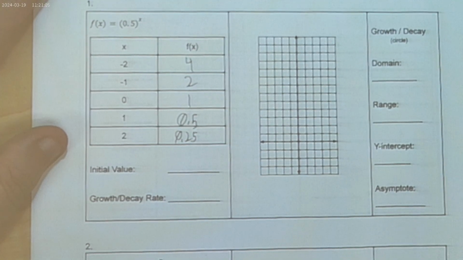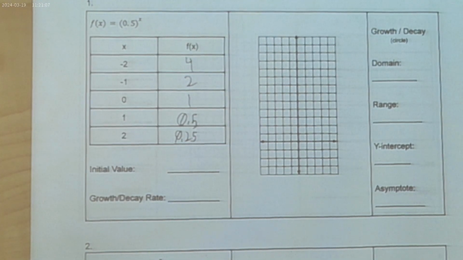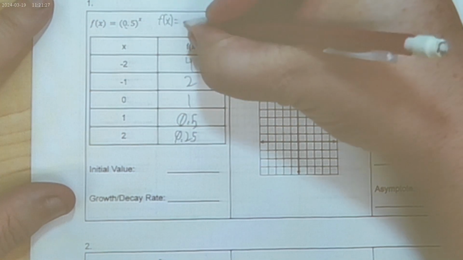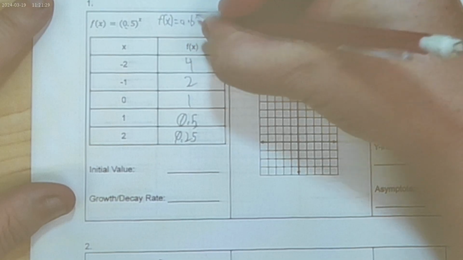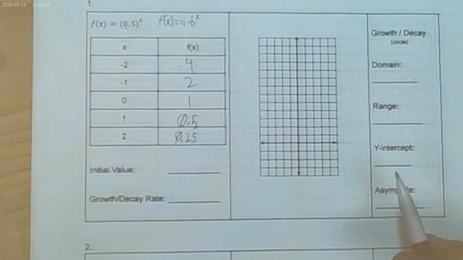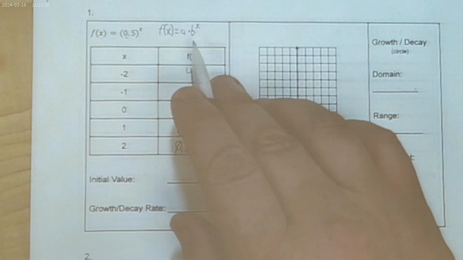Now we've got to answer some questions about the initial value and the growth or decay rate. All of that information is available to us right now, so we may as well move forward with it. The initial value, normally when we have one of these equations, we have a times b and then to the x power. It looks like with this equation, we just have b. Again, the normal general equation is f of x is equal to a times b to the x. And by all accounts, we just have b. That's all we've got. We just have b.